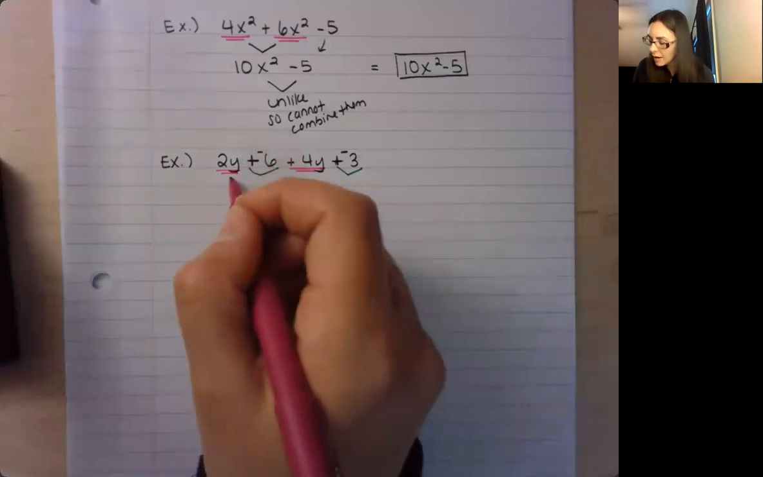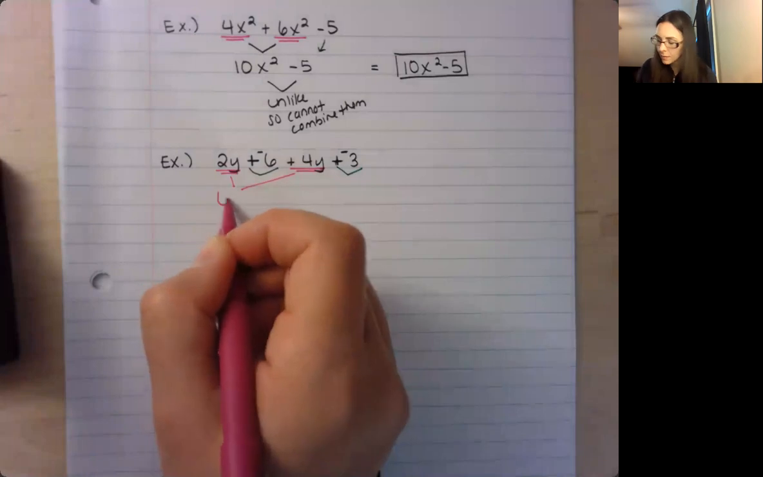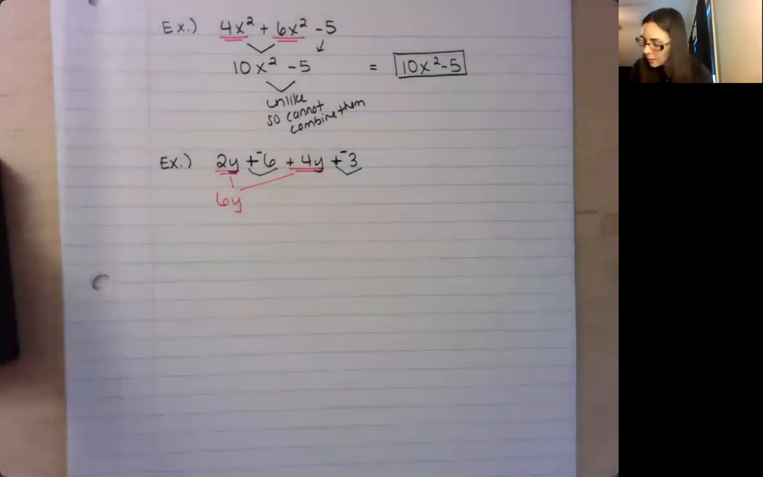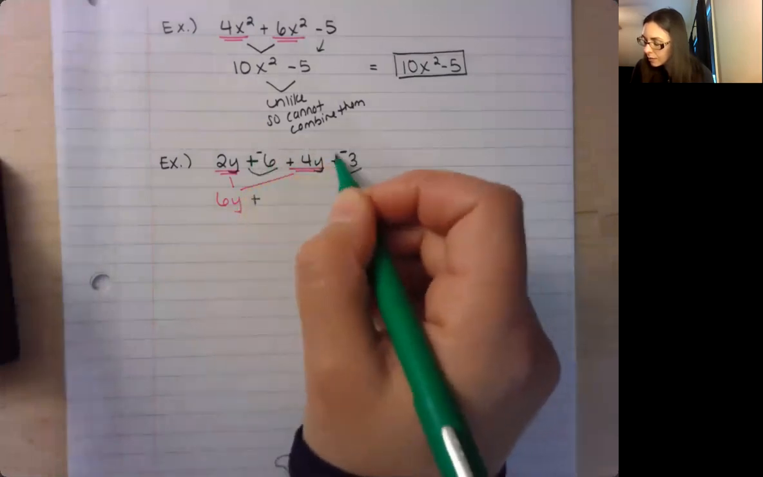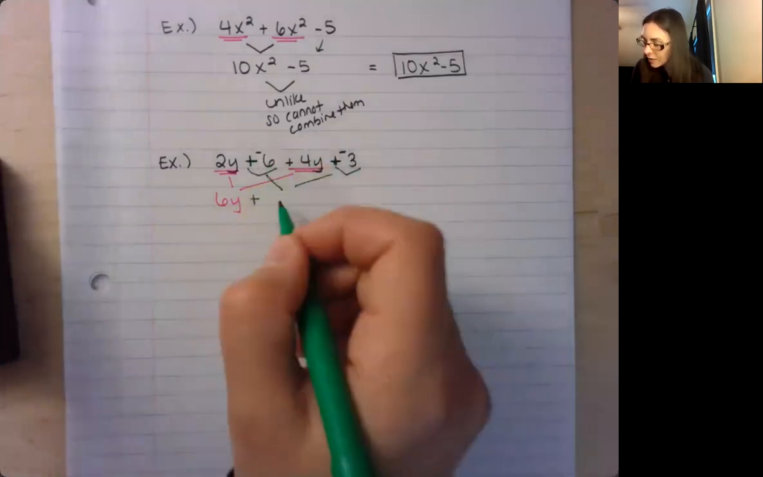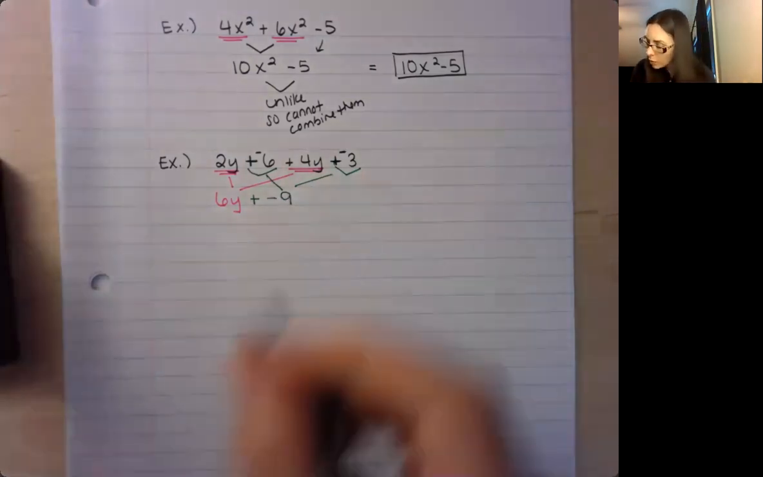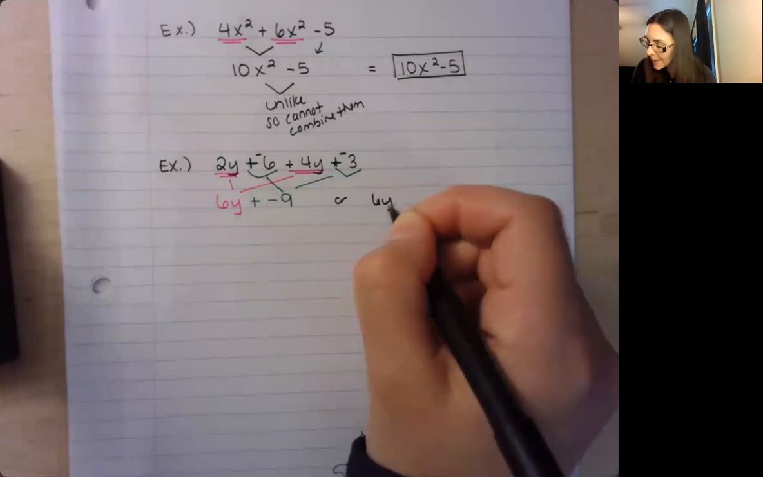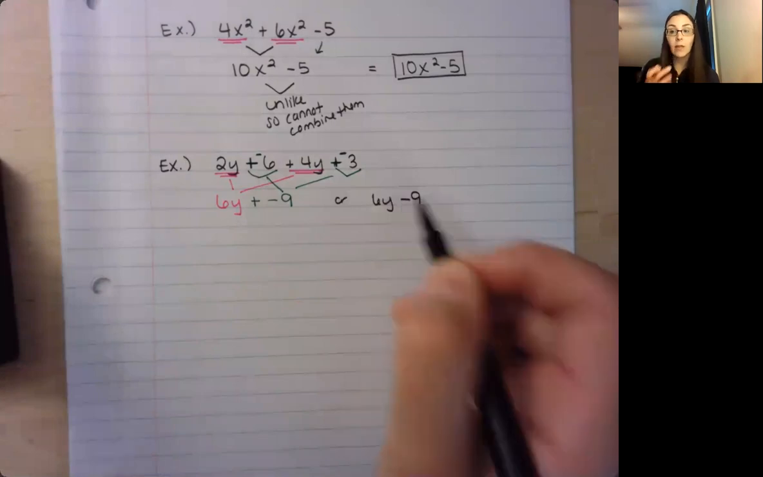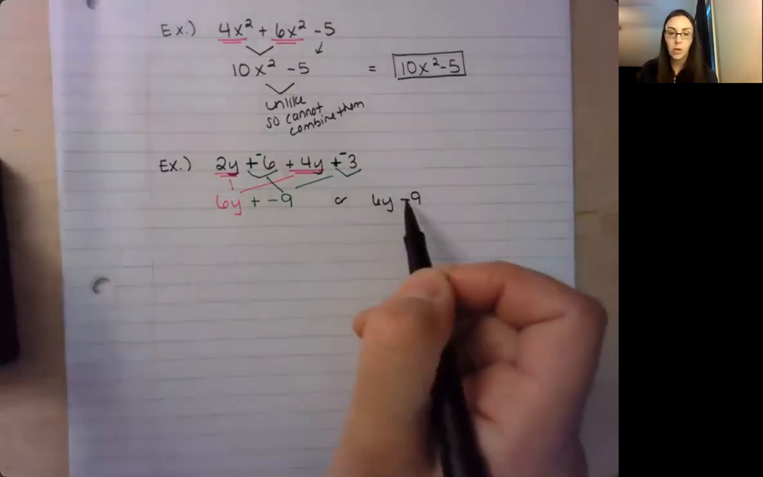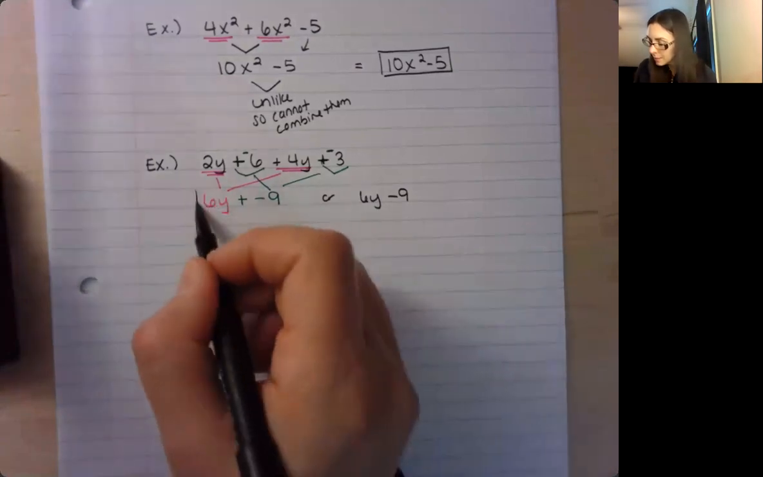So here I have 2y and 4y. 2 plus 4 is 6. And then here I have a -6 and a -3. -6 plus -3 is -9. So this is my answer. Or if you prefer, you could write it as 6y minus 9. So adding a negative and subtraction are the same thing, remember. You usually go from this to this, but you can go the other way too. So either answer is correct.